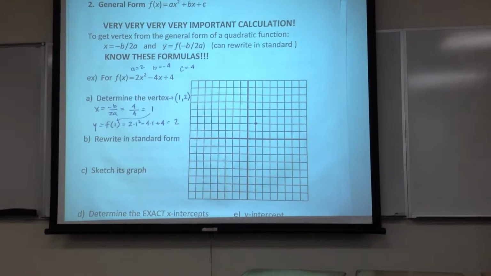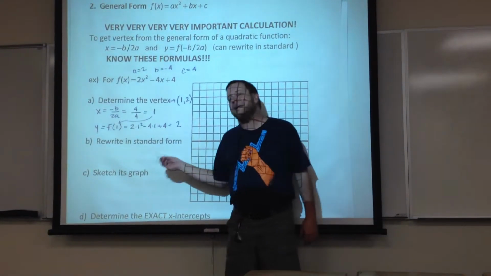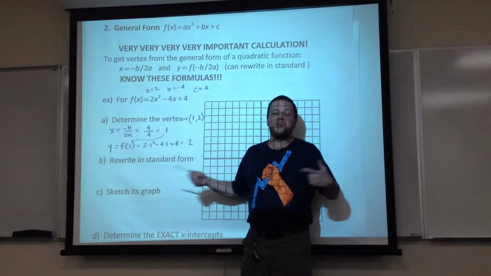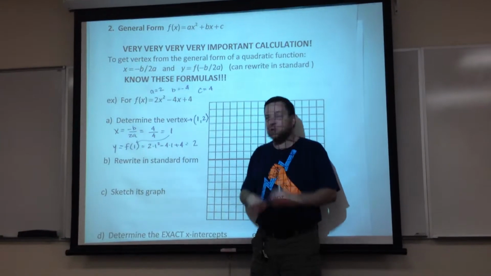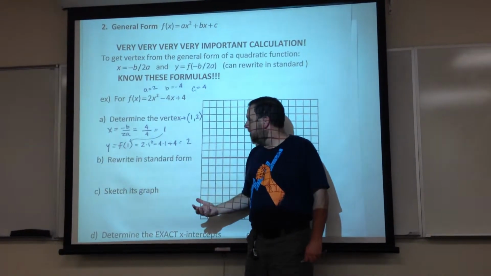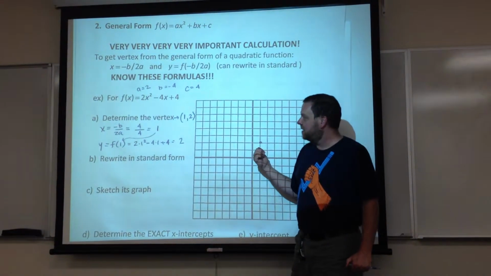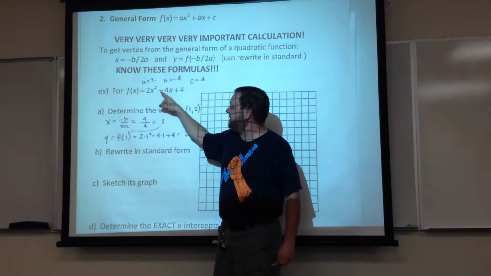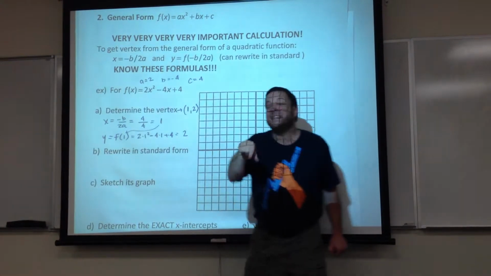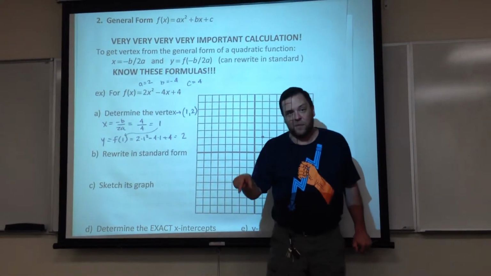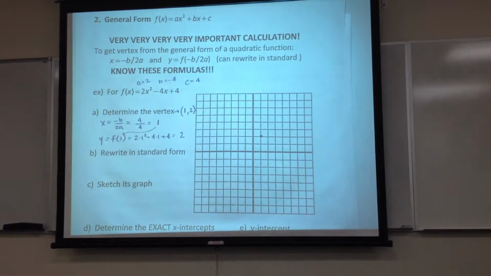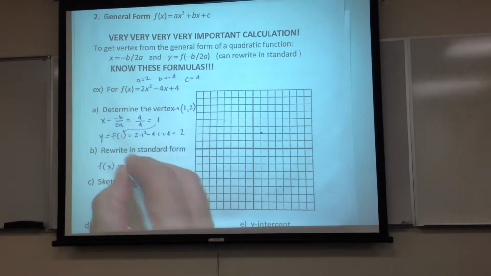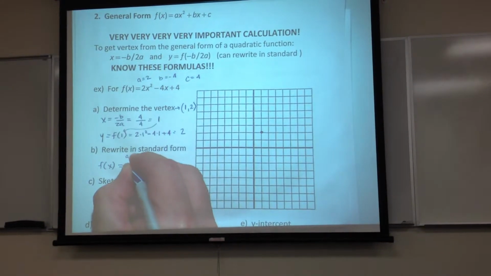Now, part B is actually optional, but it's kind of handy if you want to rewrite the function in standard form so that you can see exactly what the transformations look like in order to graph it. You've got the vertex plotted. You know the value of a, and the value of a used in the general form is the same value used in the standard form. So the standard form for this function would be f of x equals 2, and again, that's my a value right there.